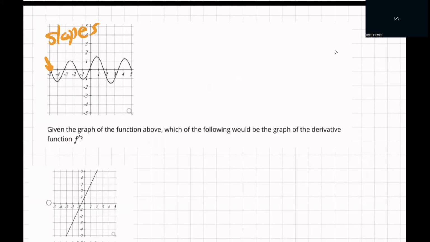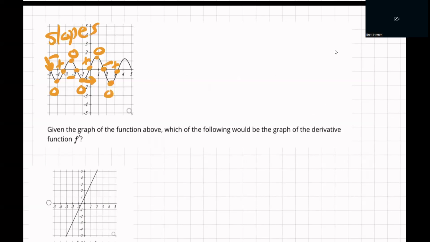Well, if you're starting right here, you've got a negative slope. When you get to right here, you've got a zero slope. Right here, you have a positive slope, then a zero slope, then a negative slope. Then at the bottom, you have a zero slope, right? You're flat. Imagine you ride the roller coaster here. Now you're positive, zero slope. Here you're negative slope. Here you're zero slope.